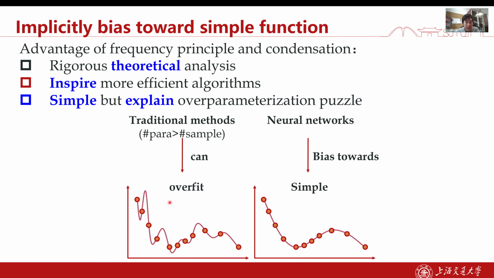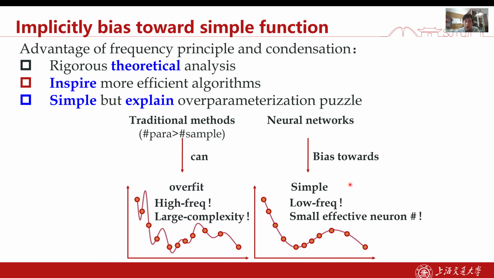How? Traditional theory tells us that for models with much larger parameters than the sample number, it can easily overfit with a fluctuated curve. However, for neural networks, due to this low frequency bias and also due to condensation, it has a small effective neuron number, so it can bias towards a simple smooth function. That is a very simple glimpse of the condensation we are going to talk about.